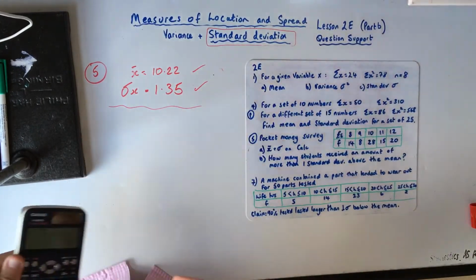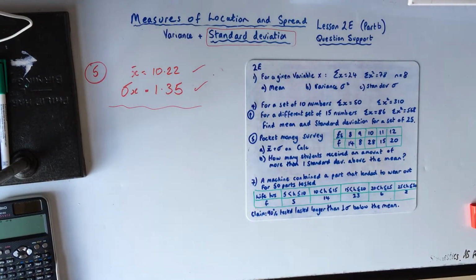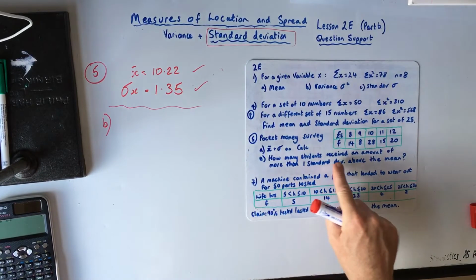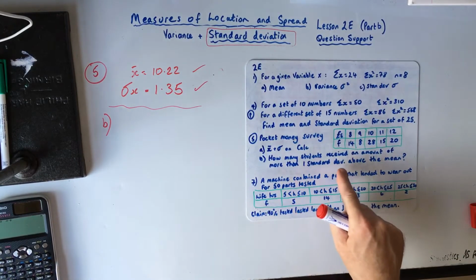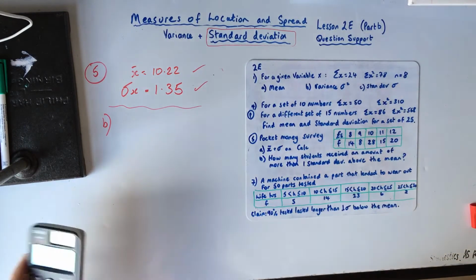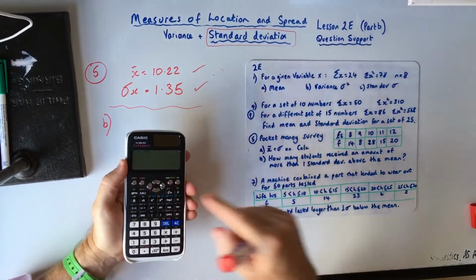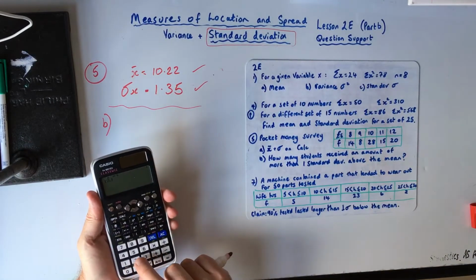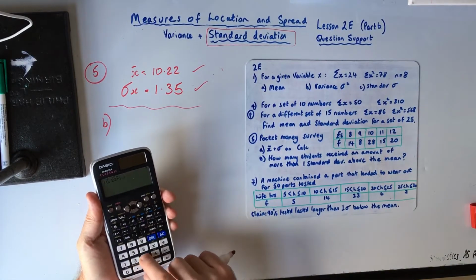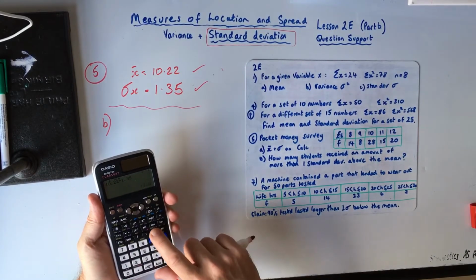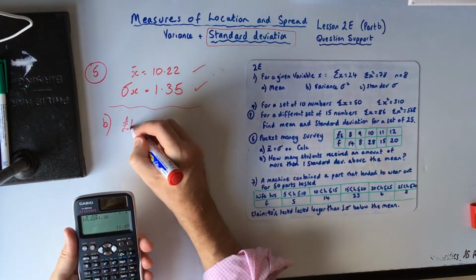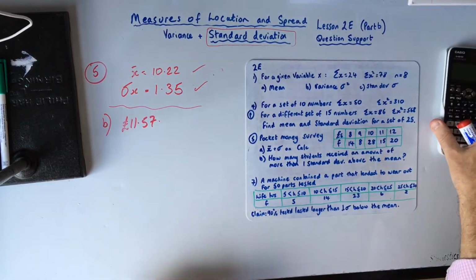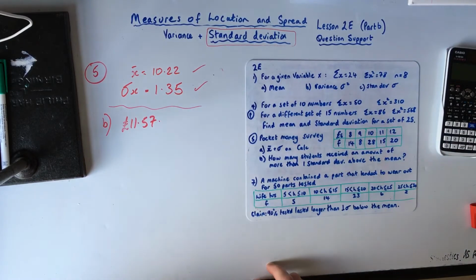Did it on my calculator. It says how many students, the next bit here, so the next bit is the problem. It says how many students received an amount of more than one standard deviation above the mean. Okay, so this is going to be an interpolation problem, isn't it? So 10.22 add 1.35 is £11.57. So we're saying how many students got more pocket money than £11.57.